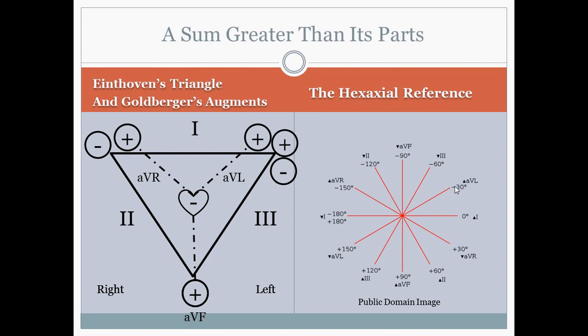Now, if you combine Einthoven's triangle and the augments of Goldberger, which are the augmented leads, you'll notice that they bear a striking resemblance to the hexaxial reference that we saw earlier yesterday. The hexaxial reference is based on the concepts of Einthoven's triangle and the augments.